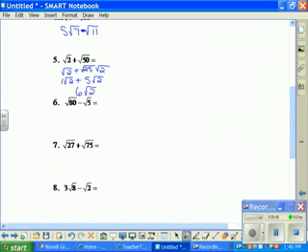6 square roots of 2. Because remember, the coefficient's 1 if nothing's there. So we got the like radicals, which is what we wanted, with square root of 2, square root of 2. We add the coefficients.